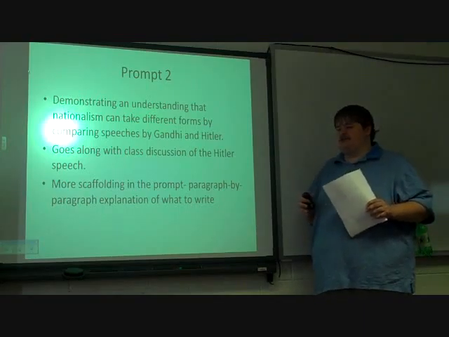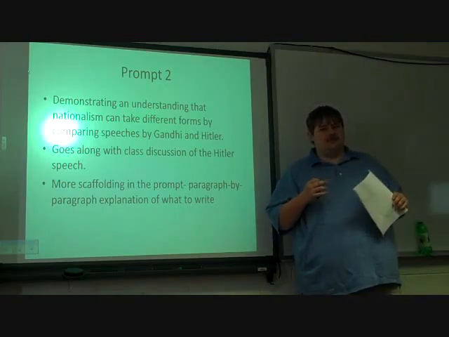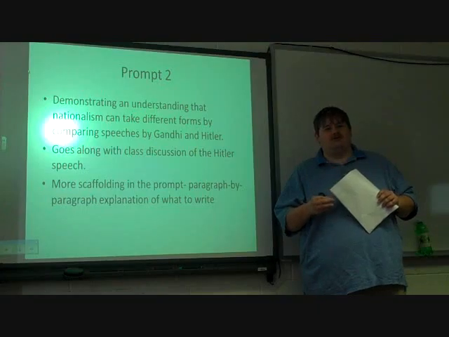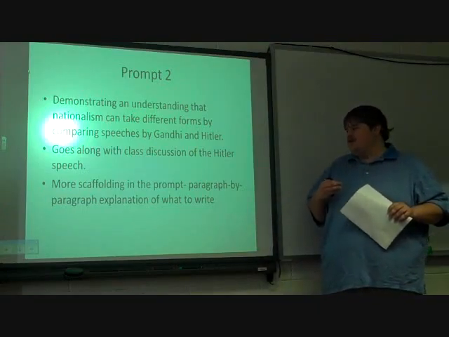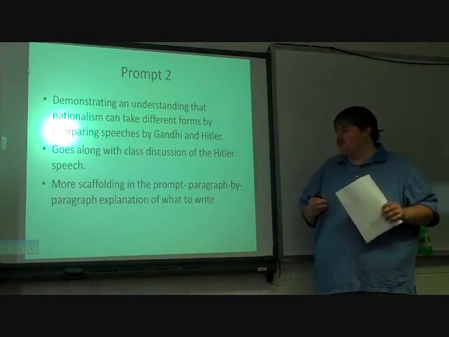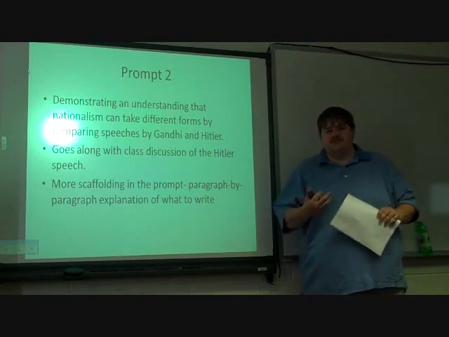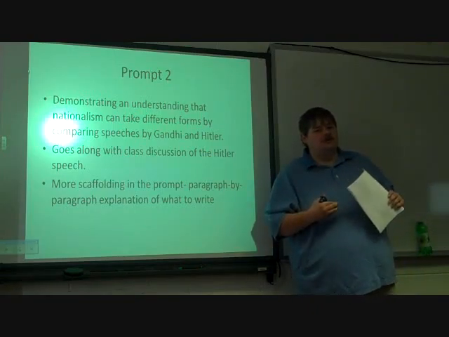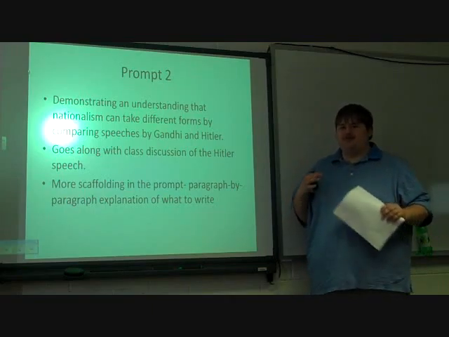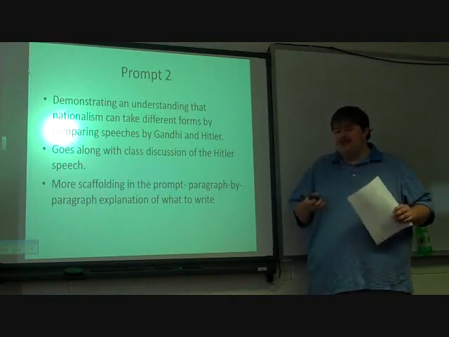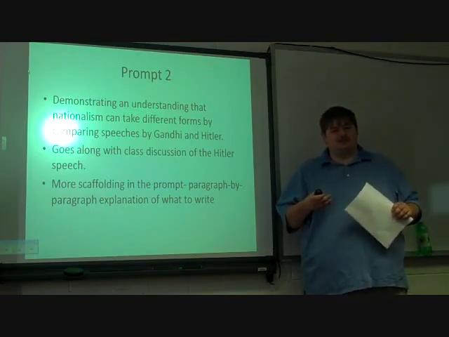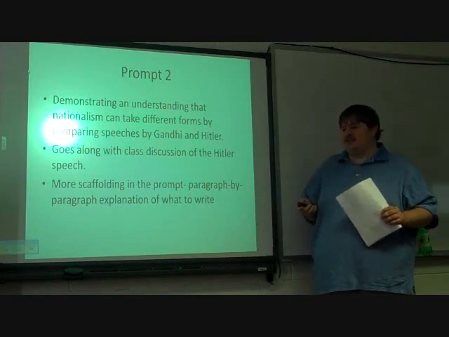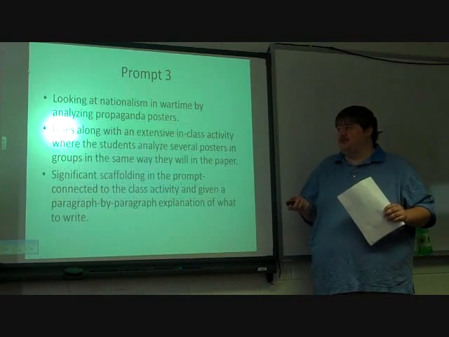This time, I included a lot more scaffolding. I found in the first prompt that there was not a whole lot of organization, if any. So in this prompt, I basically gave them a paragraph-by-paragraph explanation of what to write, so they would be able to create an essay with a beginning, middle, and end. And this was pretty successful. You can see a lot more structure. They tended to follow the example that I gave them. So this definitely helped the writing. I'll talk more about that later.